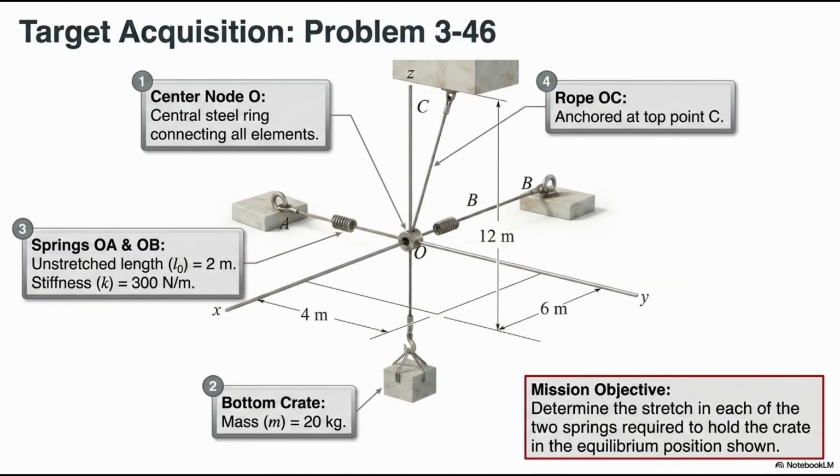At node O, three members converge. Hanging vertically downward is a weight of 196.2 newtons. Spring OA acts along the negative y-axis. Spring OB acts along the negative x-axis. And rope OC connects to a spatial coordinate point.